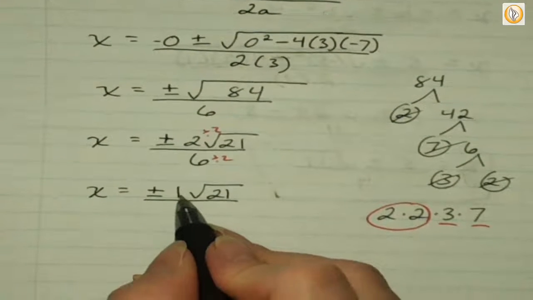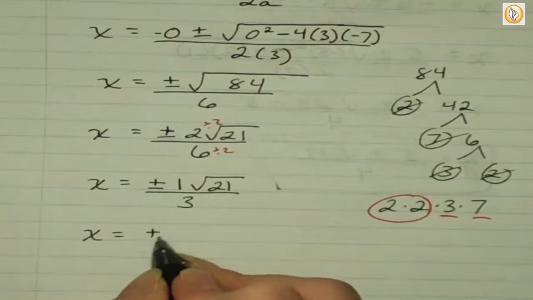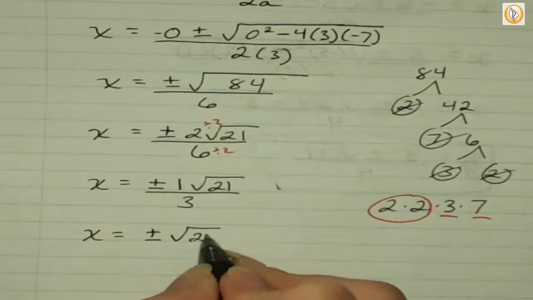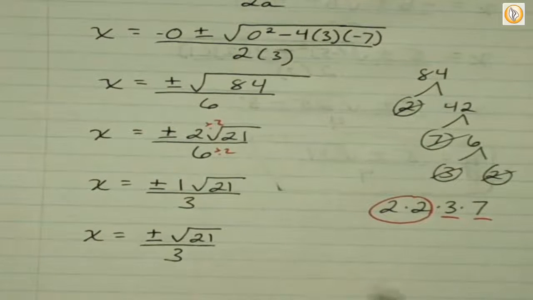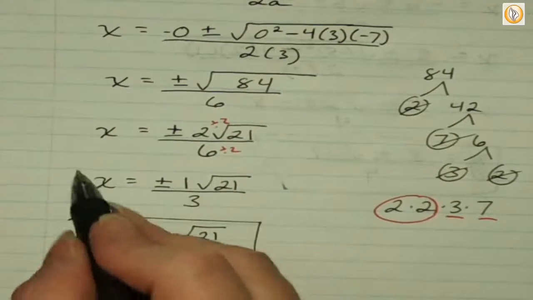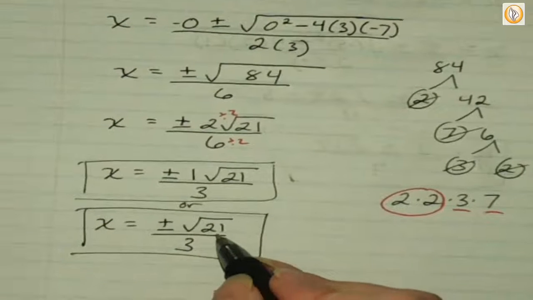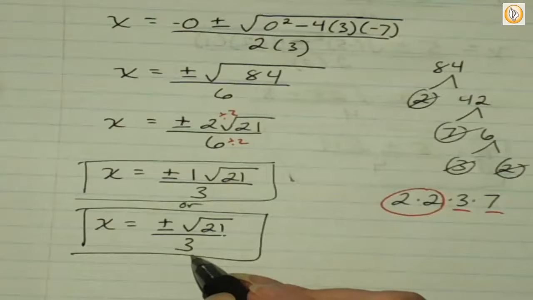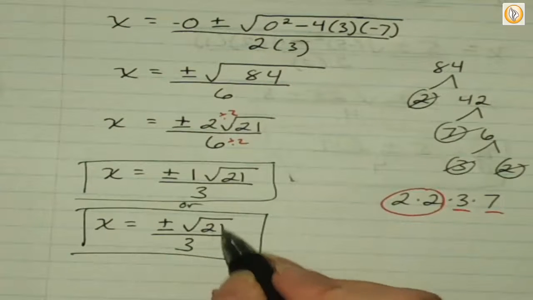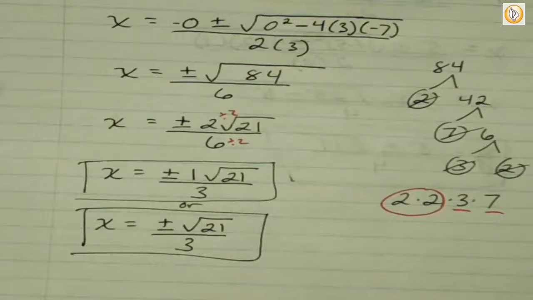Do I have to have that 1 there though, Aiden? Nope, don't have to. You can just do this. And there's your answer. Now, if you put this with the 1, that's okay. Can I do 21 divided by 3? No. Because this is under a radical, and that's not. So there's your answer. Any questions? No.